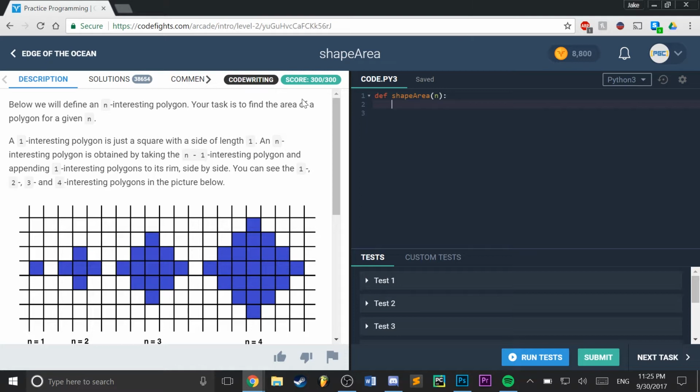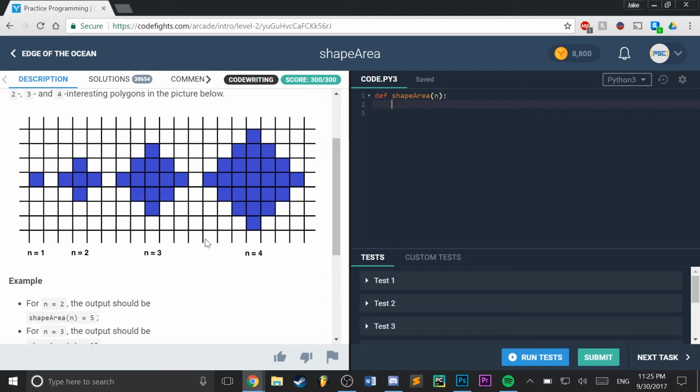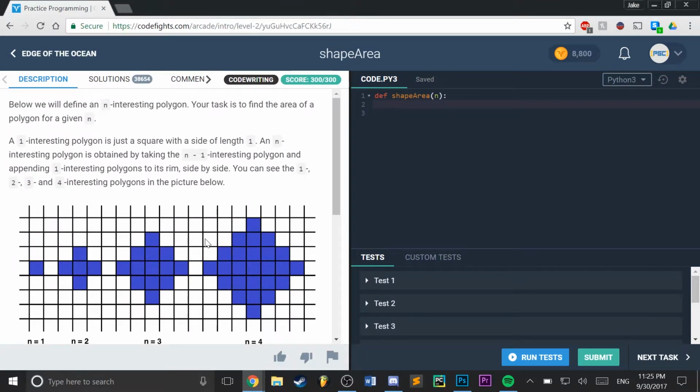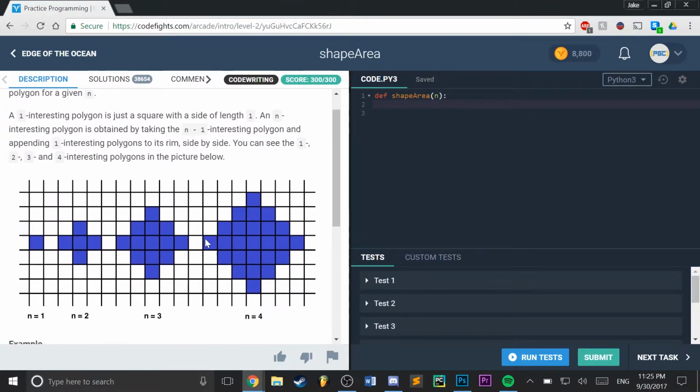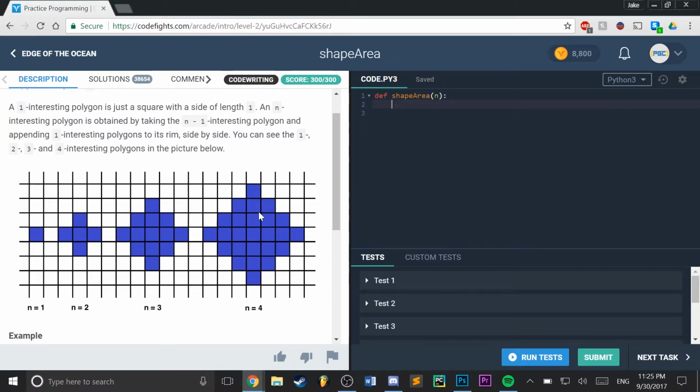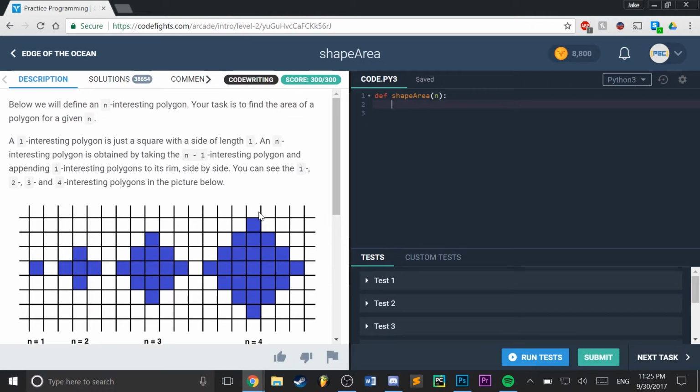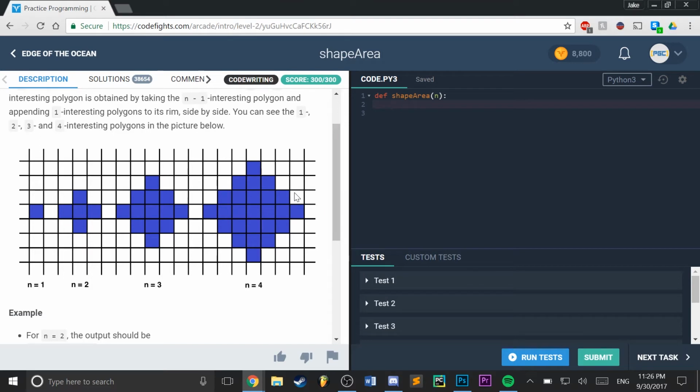Today we're going to be doing shapeArea on CodeFights.com. And this one is an interesting function. It actually requires you to look at this diagram over here and think about what's going on with this polygon, I guess they call it, yeah, polygon. I'll walk you through how I solved it. I'm sure there are other ways to solve it, or other ways of thinking about it, but I'm just going to walk you through the way that I did it.